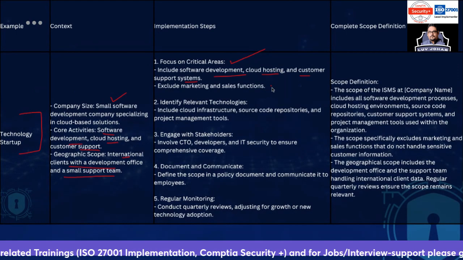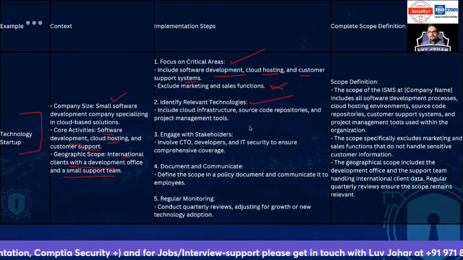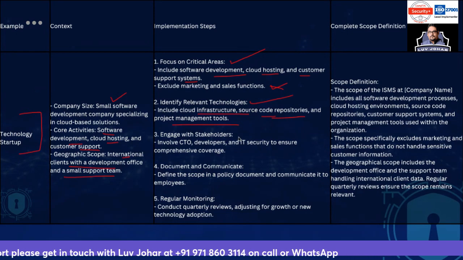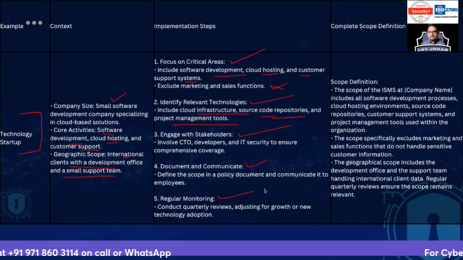Excluding marketing and sales function, this needs to be excluded from the scope. Identifying what all the relevant technologies are: cloud infrastructure, source code repository, and project management tools. Engaging with stakeholders, understanding if we are not missing anything, documenting and communicating, and regularly monitoring. Now here comes the scope definition.